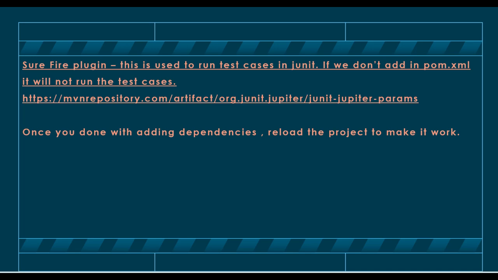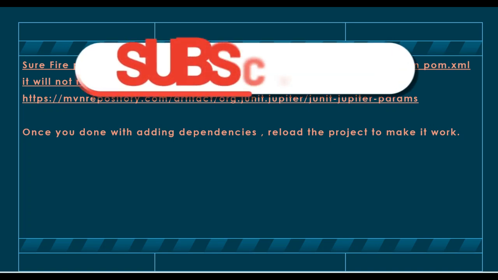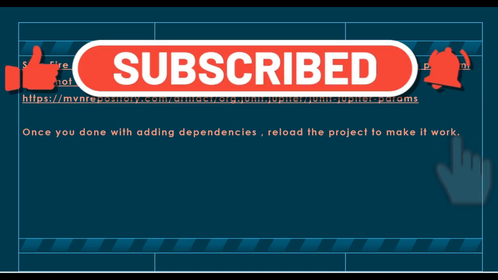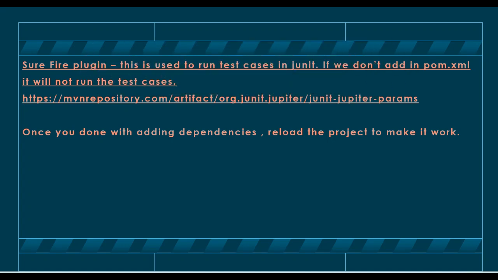So what you have to do is go to this particular URL. As of now, when I searched it, this was the URL. But when you go to the Maven repository, search for Surefire for JUnit. You will get that particular link over there, and you have to copy that particular section into the plugin section and add it. Once you add that, you have to reload it.